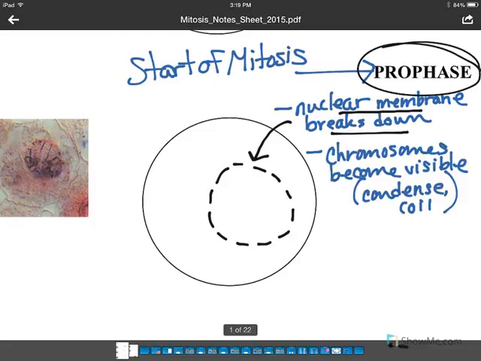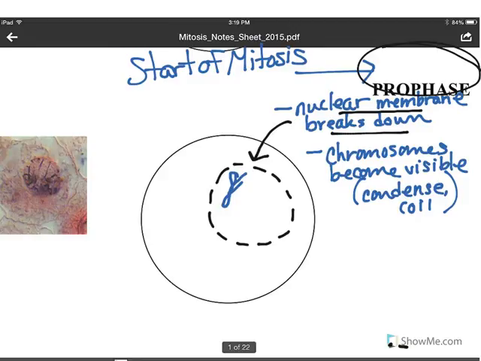The second thing that's going to happen is my chromosomes are actually going to become visible. They're going to condense and coil. So now I'm going to start to see these chromosomes. Now, if this were an actual human cell, you would see 46 of these, 23 pairs. We don't have enough room to draw all this, so I'm just going to show 4 total chromosomes.